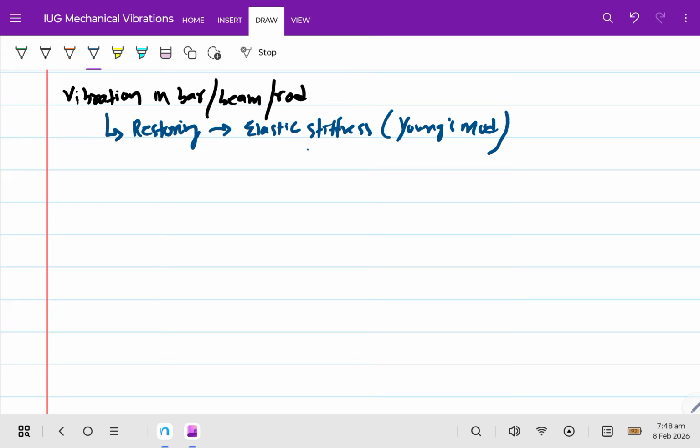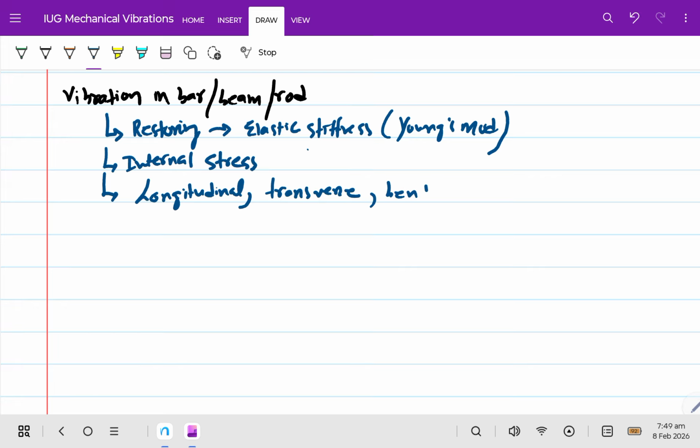It opposes the deformation, it resists the deformation, and we call it internal stress that resists deformation. And it can have different kinds of vibration, not just longitudinal. It can have longitudinal, transverse, bending, or torsional vibration. So it can have different modes of vibration in the case of bars or beams.